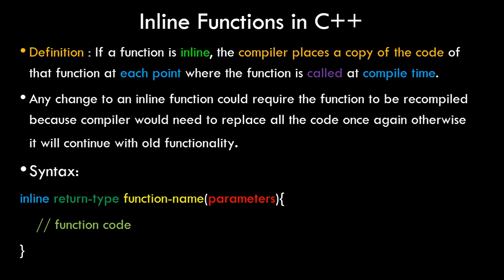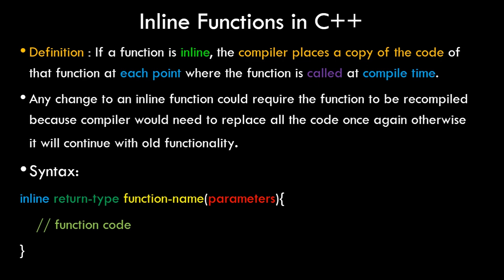This was pretty easy to mention in one line. We'll see how it works behind the scenes, that is, what happens exactly when the compiler runs through an inline function, and we'll see how it is different from a normal function. Moving ahead, any change to an inline function would require the function to be recompiled, because the compiler would need to replace all the code once again, otherwise it will continue with the old functionality.